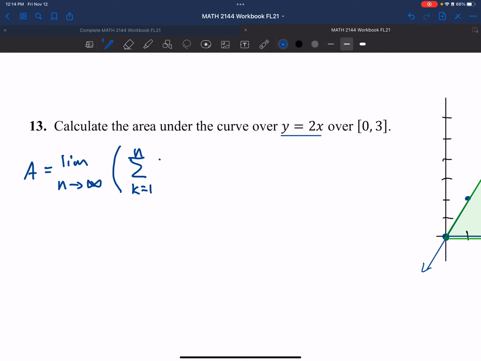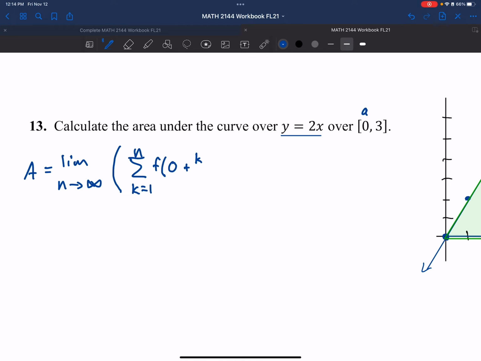What we're going to have to do is evaluate this function starting at 0, which is where our rectangles start. So it's going to start at 0, which in this case is a. And then we're going to iterate through the rectangles. So k is going to go to n.